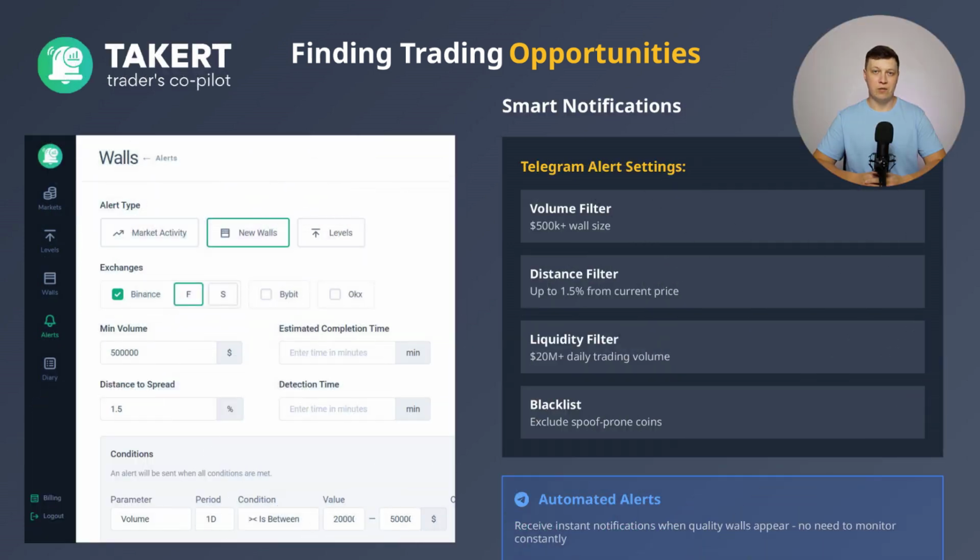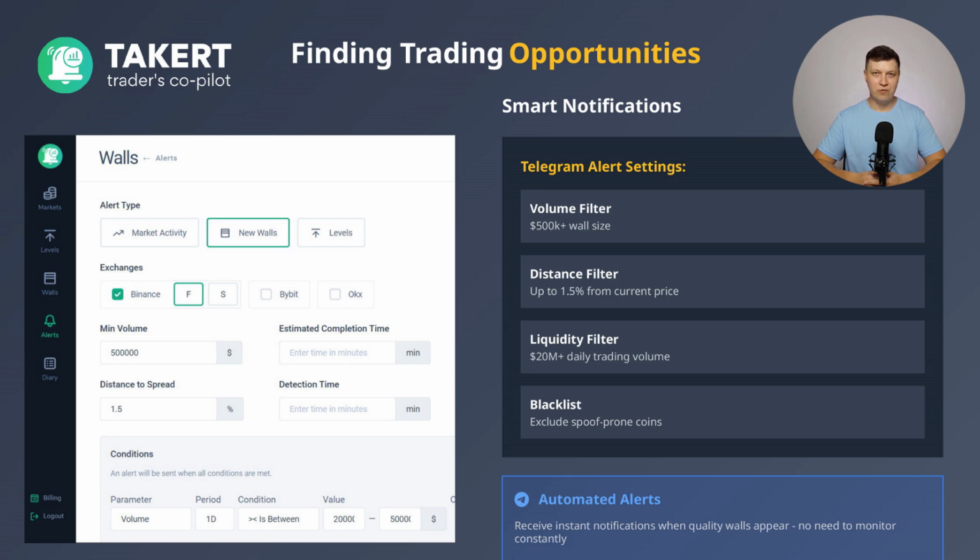To avoid constantly monitoring the table, I use the following notification, which is sent to Telegram. These are new liquidity walls on Binance, with a volume of $500,000 and a distance of up to 1.5% from the current price. I also specify that the trading volume on the coin should be from 20 million per day to exclude illiquid coins. In the blacklist, I added coins where liquidity walls are usually spoofing or do not affect anything, and the price moves freely through them.